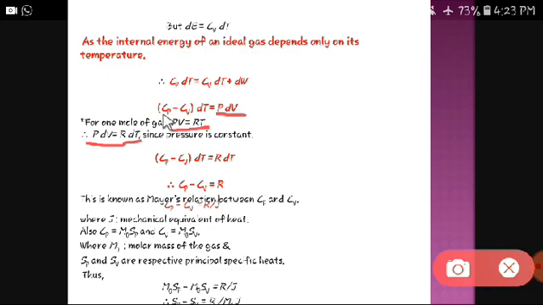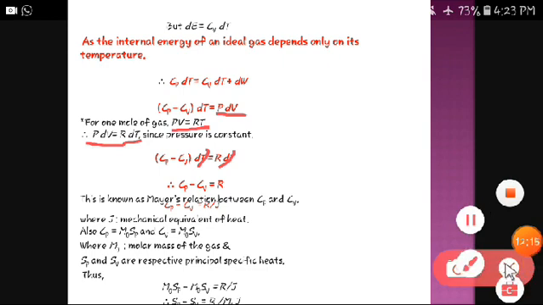So this equation becomes (Cp minus Cv)dT is equal to RdT. So this dT and dT will get cancelled. So you are getting this equation, which is Cp minus Cv is equal to R.